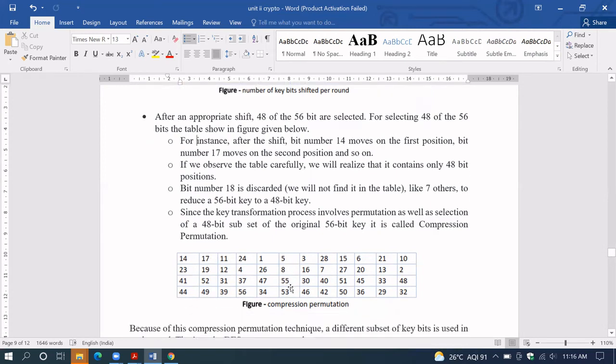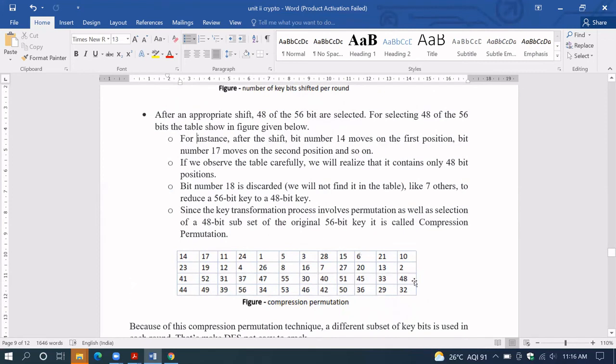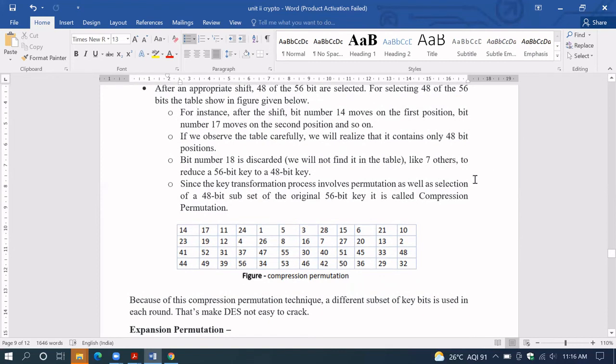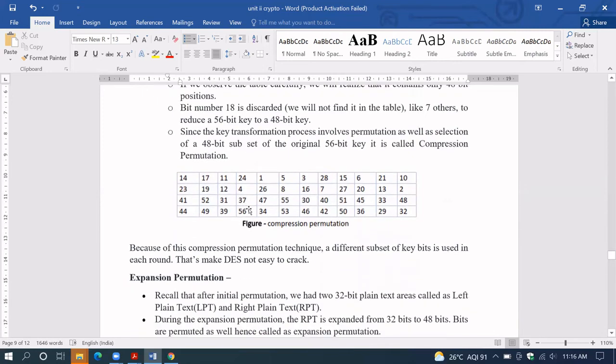So we realize that it contains only 48 bits. That is how the selection is done. And bit number 18, if you see, is discarded, you will not find it, and 7 others are discarded in order to reduce from 56 bits to 48 bits. So this is also called compression permutation, because initially it was a 56-bit key, and now we have come to a 48-bit subkey.